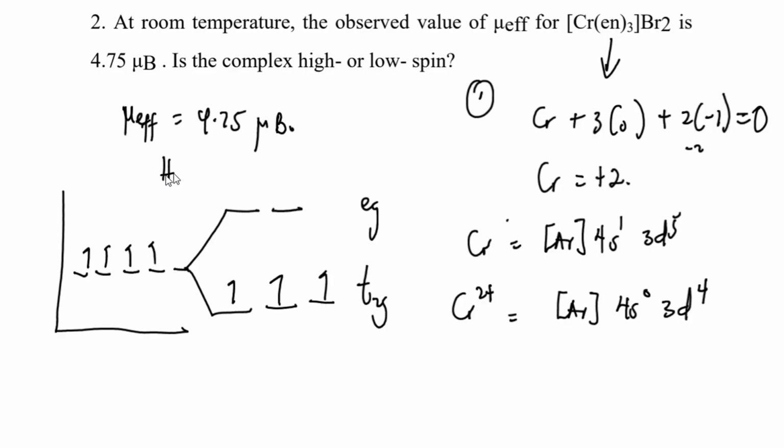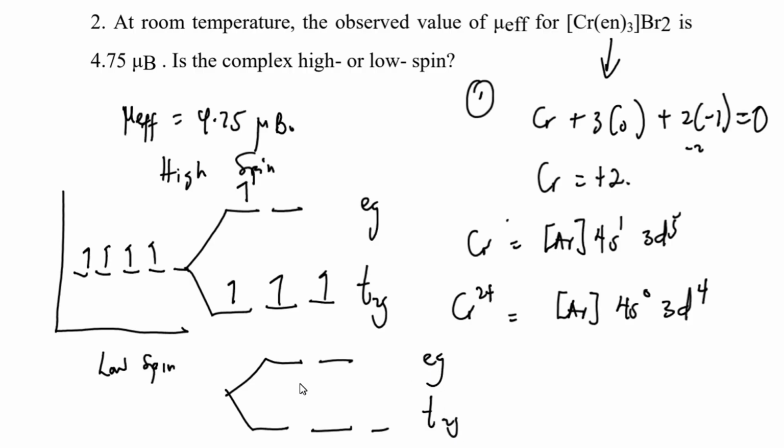So let's call this high spin. So this is going to be d4. For low spin it is going to be this, right? That's going to be t2g, eg, 1, 2, 3, 4, right? So the number of unpaired electrons here is 4. The number of unpaired electrons here is 2. So now let's calculate the spin.